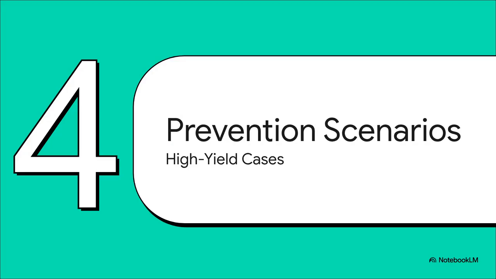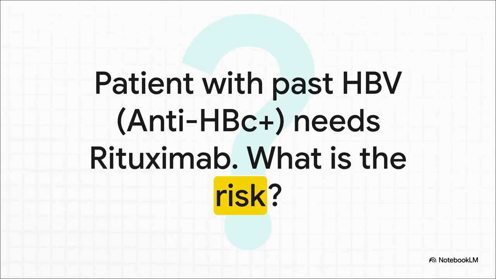Okay, let's wrap this all up with 2 super high-yield scenarios that you will absolutely see on your exams and on the wards: how to stop the virus from waking up and exactly what to do if someone gets exposed. So here's a classic boards question that's also a major patient safety issue in real life. You've got a patient with what looks like a resolved infection, right? Their surface antigen is negative, but their core antibody is positive. Now, they need a really powerful immunosuppressant.